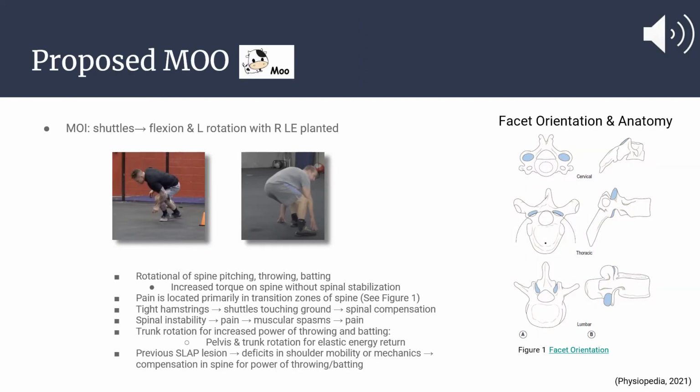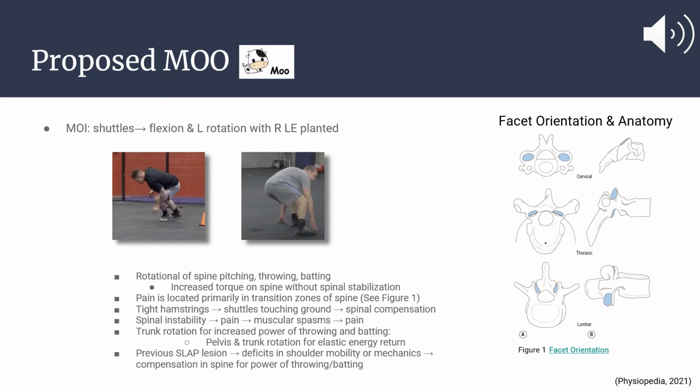The proposed MOO, or mechanism of onset. So if we recall from the last slide, looking at the mechanism of injury, which was when the patient was performing shuttles at practice, if you look at the screenshots of these two men performing shuttles and the way that the patient described them, we can consider possibilities for the pain. So if you look at the pictures, we can see that there's lumbar flexion and left rotation with the right lower extremity planted when they are switching directions.